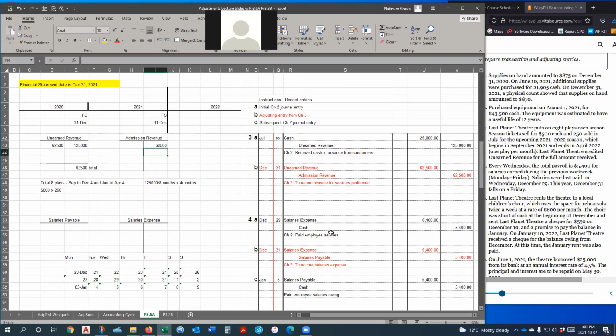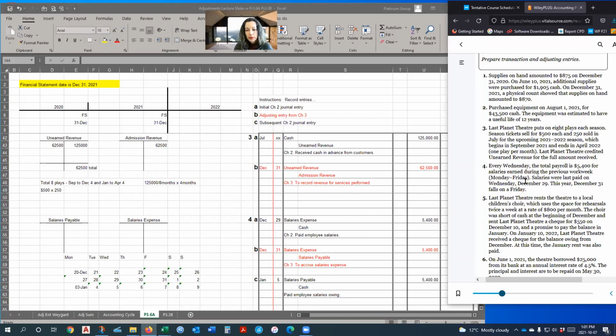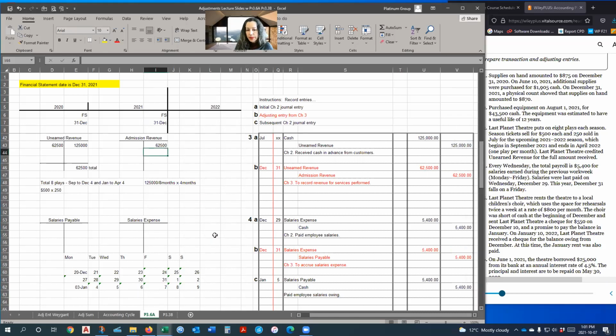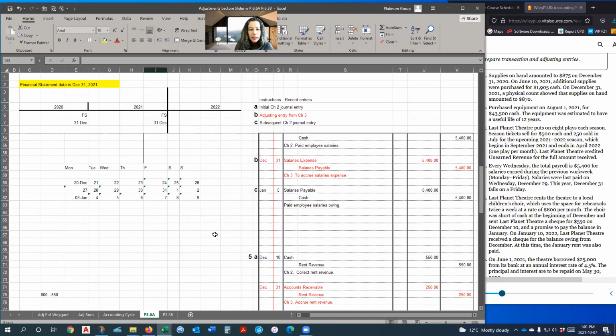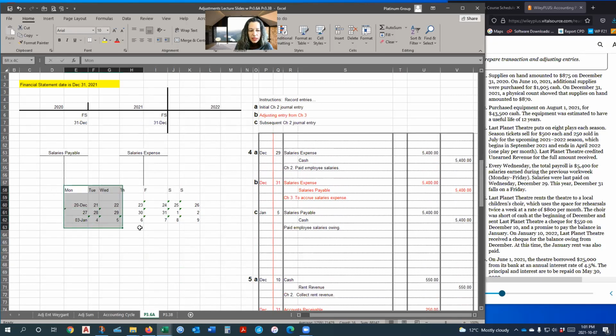Oh, okay, Professor. So number 4 is salaries. Okay. And I've got a little mini calendar down here. So here's Monday, Tuesday, Wednesday, Thursday, Friday, Saturday. And it looks like every Wednesday they pay. So payday is right here. Payday is Wednesday.